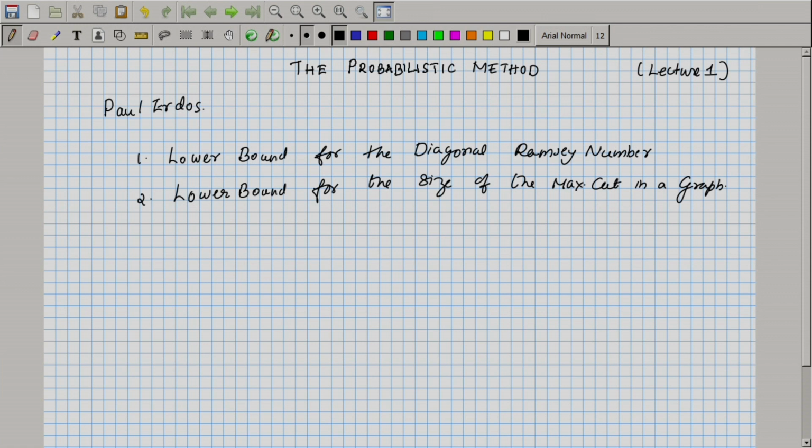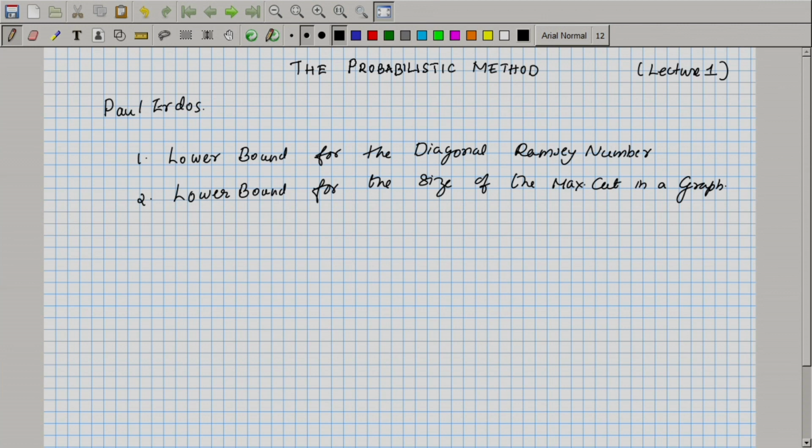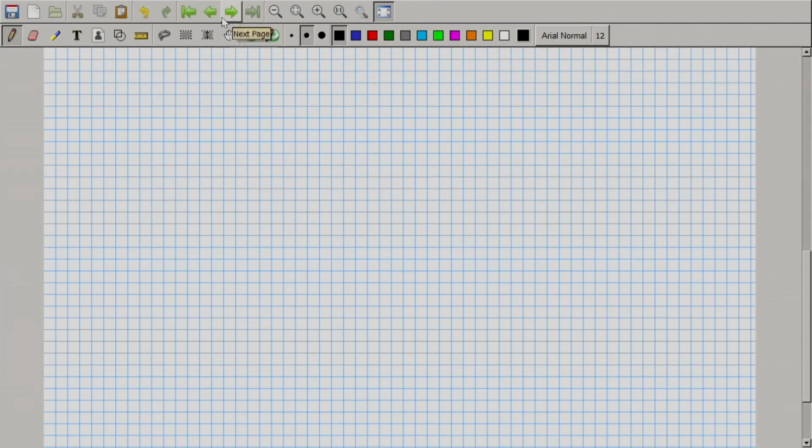Okay. So, we shall learn the probabilistic method by means of many examples. These are two simple problems for which the probabilistic method gives reasonably interesting bounds. Okay. So, let us understand what the diagonal Ramsey number is. So, consider any graph G.